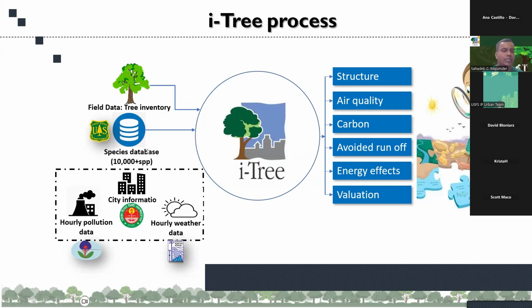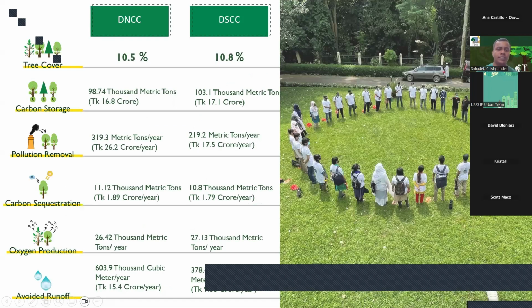We submitted around 36 species from Dhaka. And hourly pollution data we collected from the Bangladesh Meteorological Department, city information from city corporations, and weather data from the Bangladesh Meteorological Department. All together, we provided it to i-Tree for this analysis. And if I give you a summary of the results that we received, the tree cover is almost similar in both city corporations, comprising 10.5 percent in Dhaka North City Corporation and 10.8 percent in Dhaka South City Corporation.